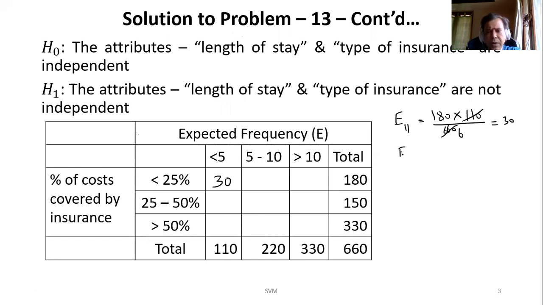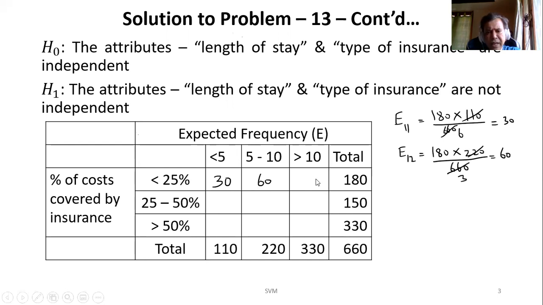Similarly, if I want to calculate first row, second column, I choose the corresponding total, which is row total, which is 180, corresponding column total, which is 220, divided by the grand total, which is 660. This goes with this 3 times. So 180 by 3, it becomes 60. So let us mention here 60.